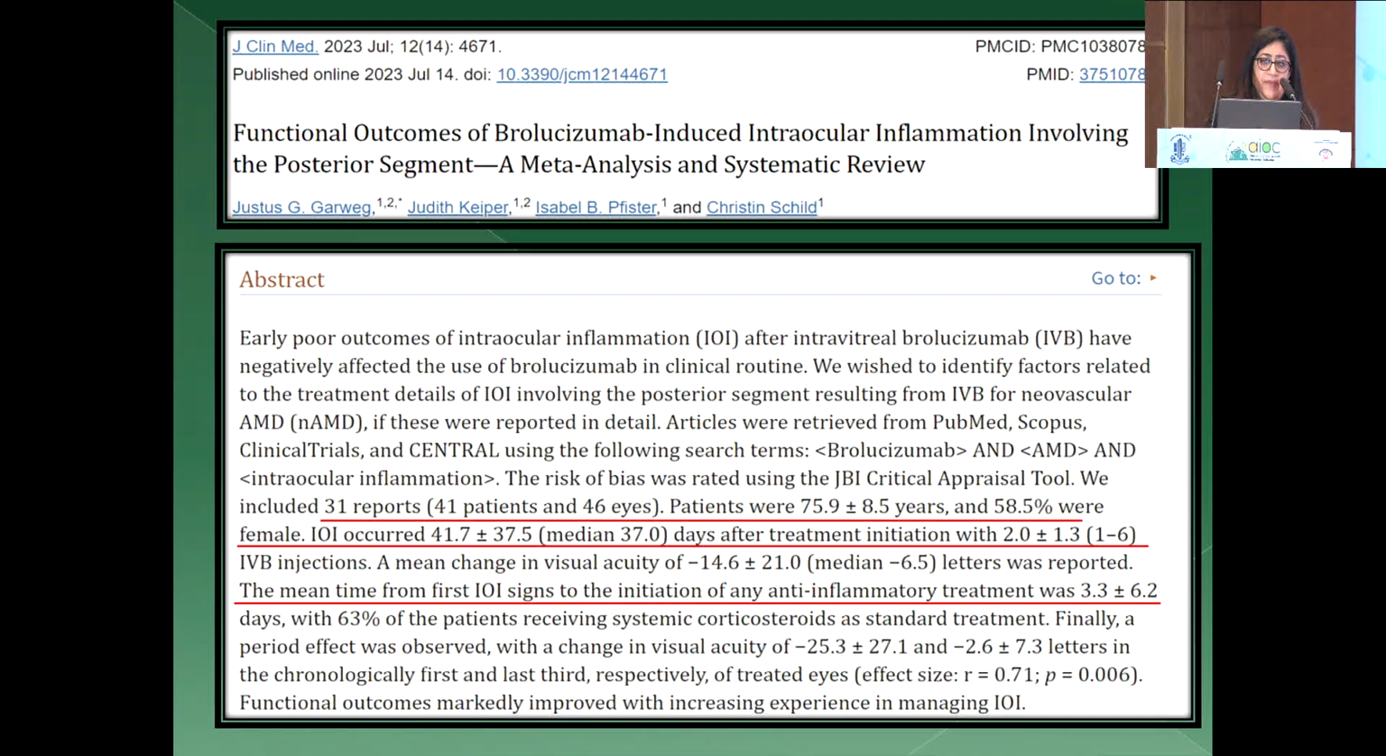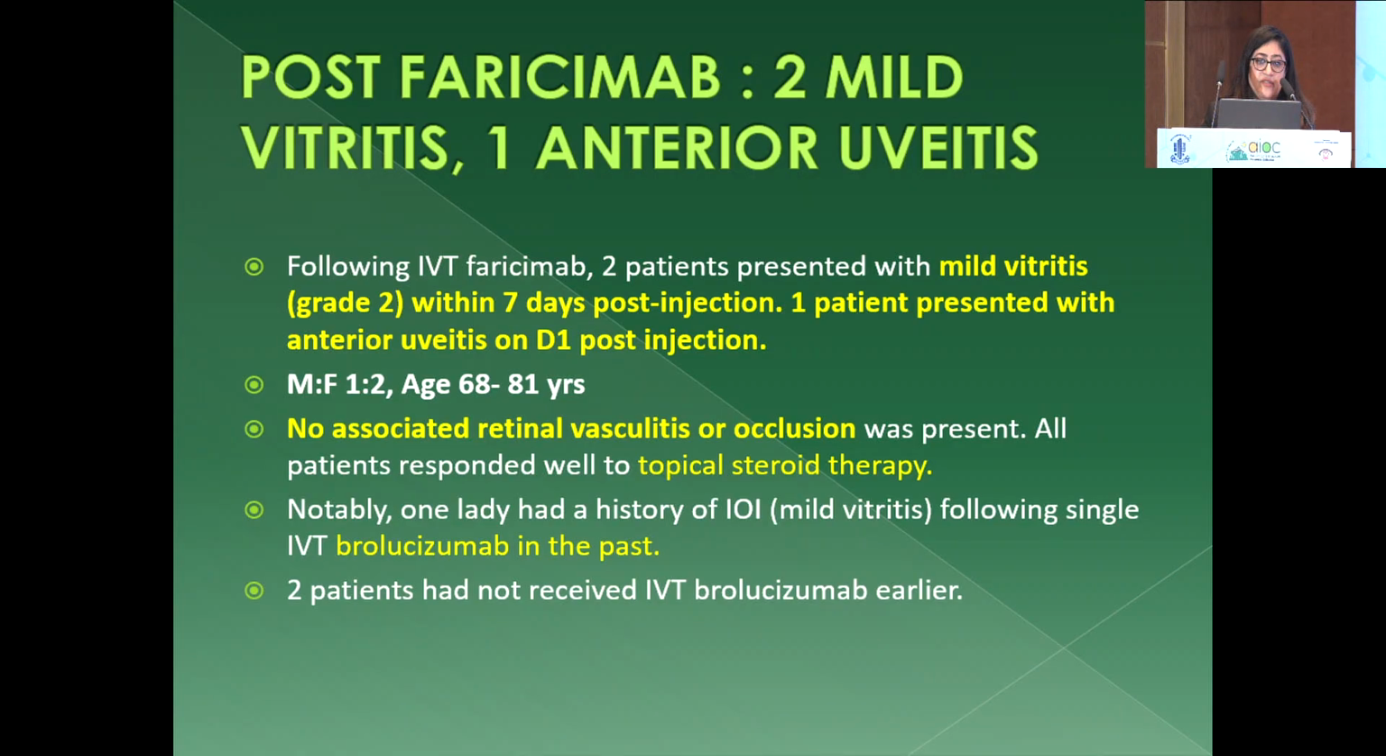In order to compare with the incidence of IOI following brolucizumab injections, this was a meta-analysis of 31 reports of 41 patients with 46 eyes, average age 76 years, with 58.5% being female, and IOI occurring at a median of 37 days after treatment initiation, with an average of 2 injections.